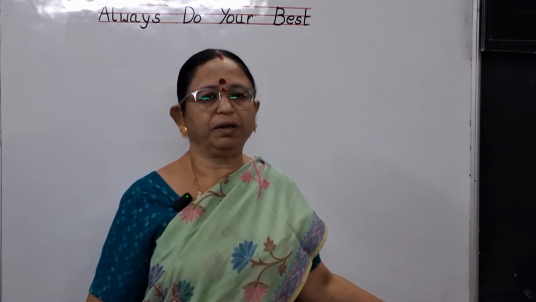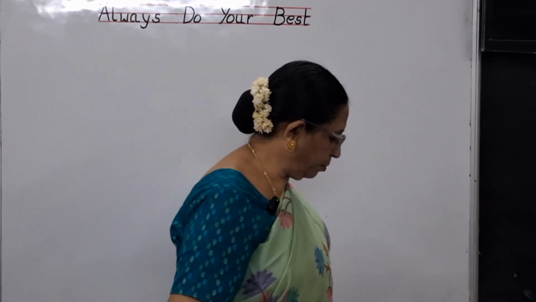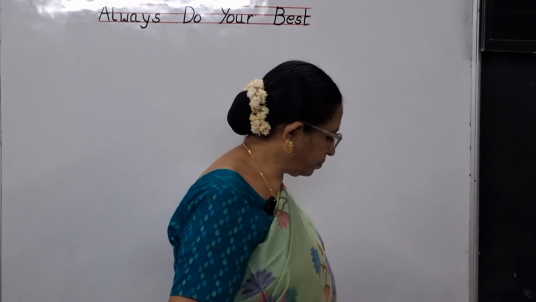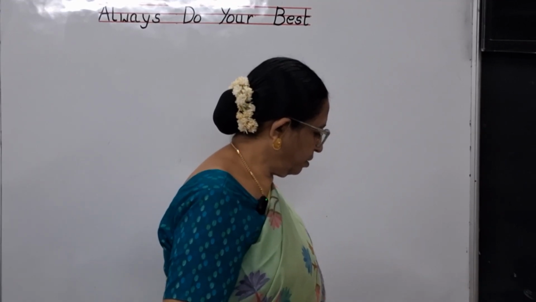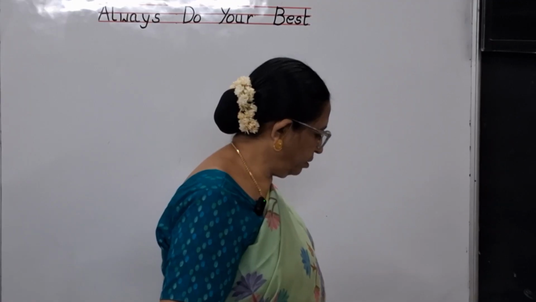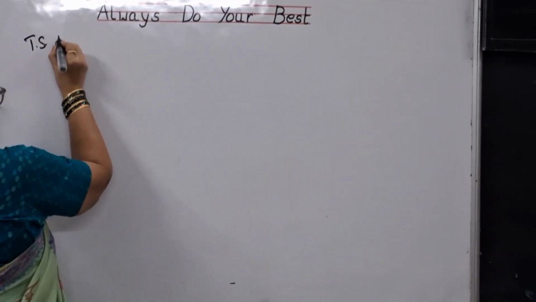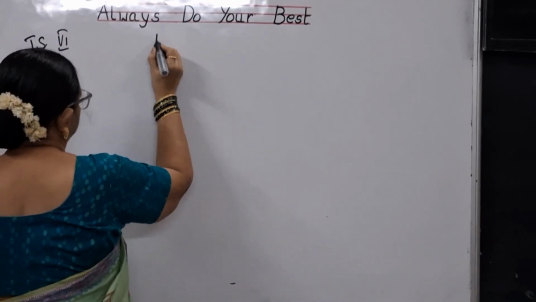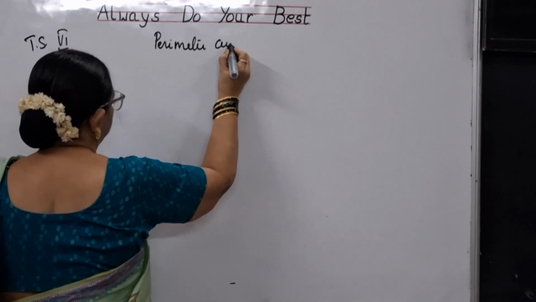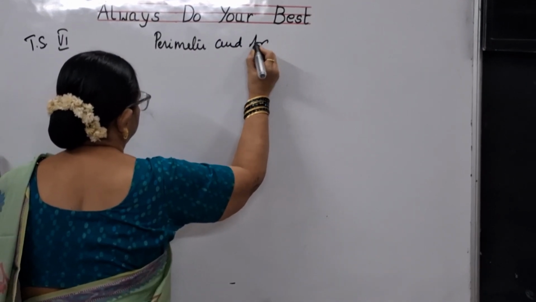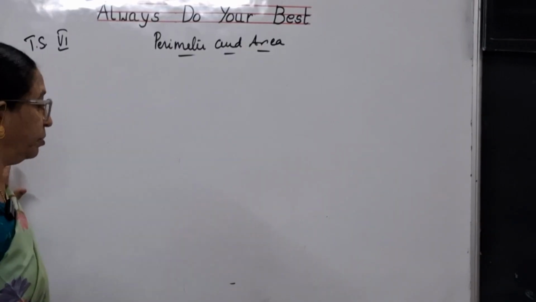Now I'm dealing with 6th class maths. A new chapter I'm starting. The new chapter here is perimeter and area. This is 6th class, perimeter and area. This is the topic which I am dealing with.